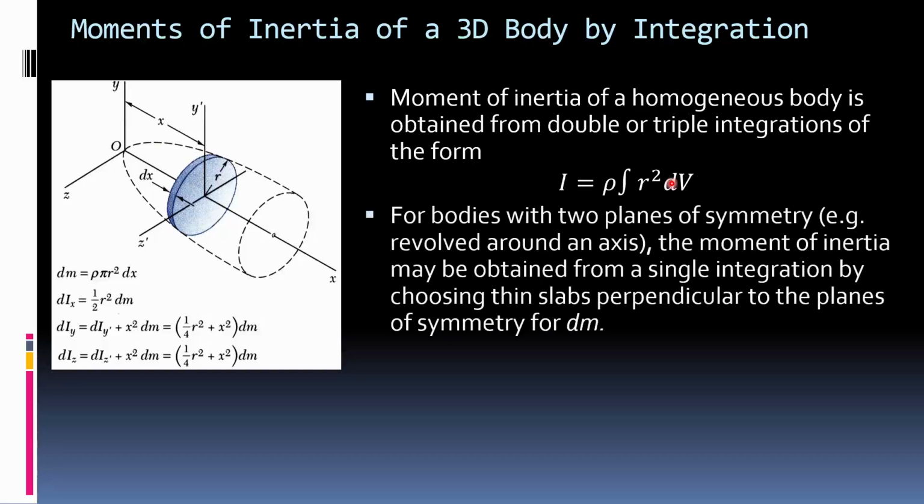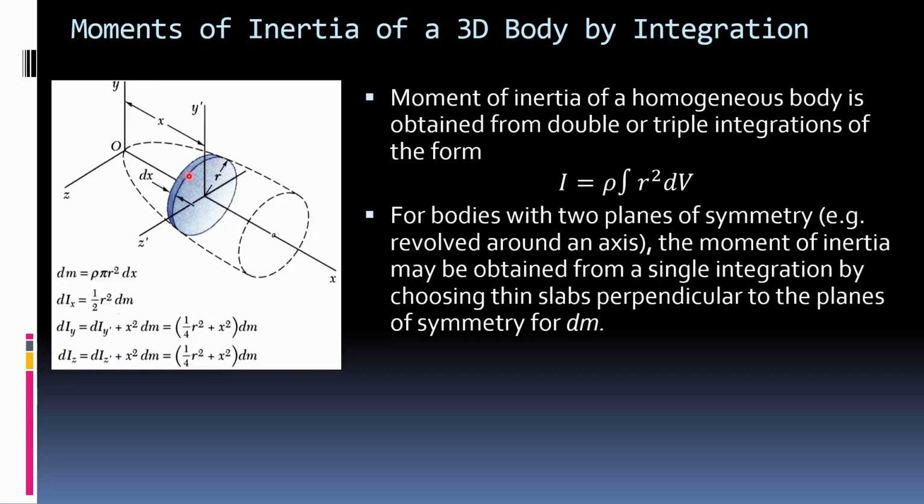But we have some special cases. When a body has two planes of symmetry, so for example, look at this. This is symmetric with respect to the z and y axis. It's rotated around this x-axis to form a body. The moment of inertia can be obtained from a single integration. Instead of a triple integration, you can drop that down to a single integration if you choose a dV appropriately. So how do we pick that?